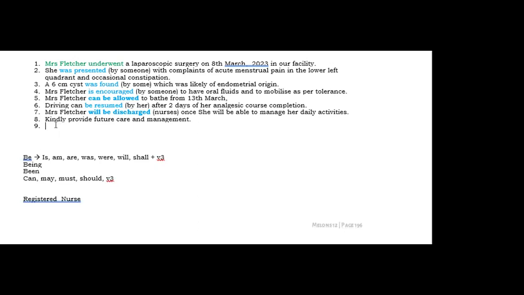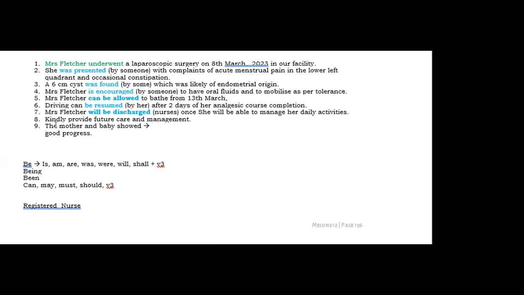Sir, post-operatively, the mother and baby showed good progress. Okay, the mother and baby showed good progress. So my question is, is it active or passive? Anybody can answer. The mother and the baby showed good progress. Active. Can somebody convert this into passive voice? The mother and the baby showed what? Good progress. Good progress was shown by the mother and baby post-operatively. This is the passive voice of this one. The mother and the baby showed good progress.